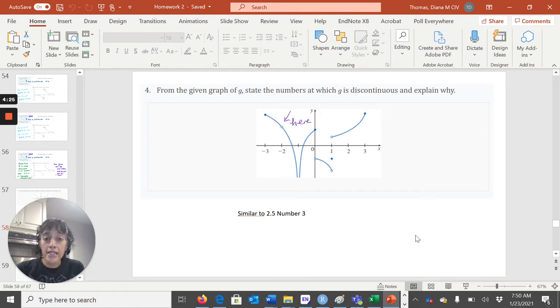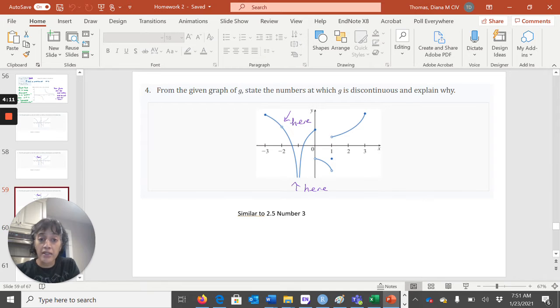The first thing is wherever you have to pick up your pencil when you're drawing this, so start from the left. When you pick up your pencil, you are finding a point of discontinuity. So the first point is right there. I had to pick up my pencil here because I went down to hell and then I came back up again. And then here I had to pick up my pencil, and then here.